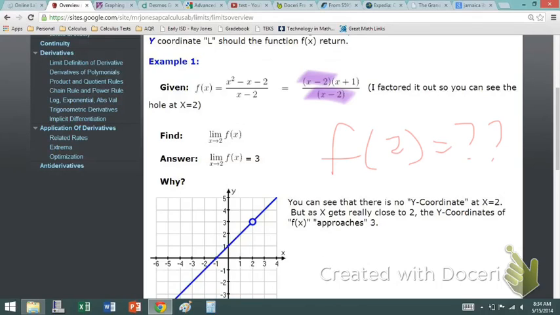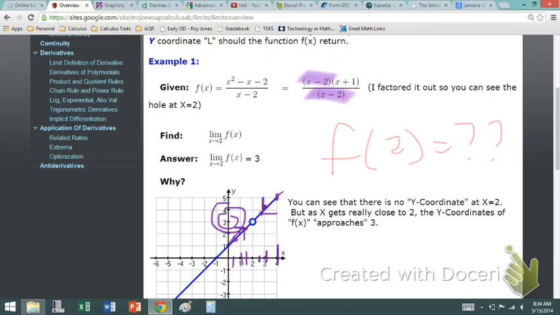As x gets really close to 2, so let's say right here, our y value is about 1.5. When x is 1, our y value is 2. When x is 1.5, our y value is 2.5. You can see that we're getting really close to a value of 3. If we come at it from the right-hand side, when x is 4, y is 5. When x is 3, y is 4. When x is 2.5, y is 3.5. So you can see as we come this way, we're also getting very close to a value of 3.